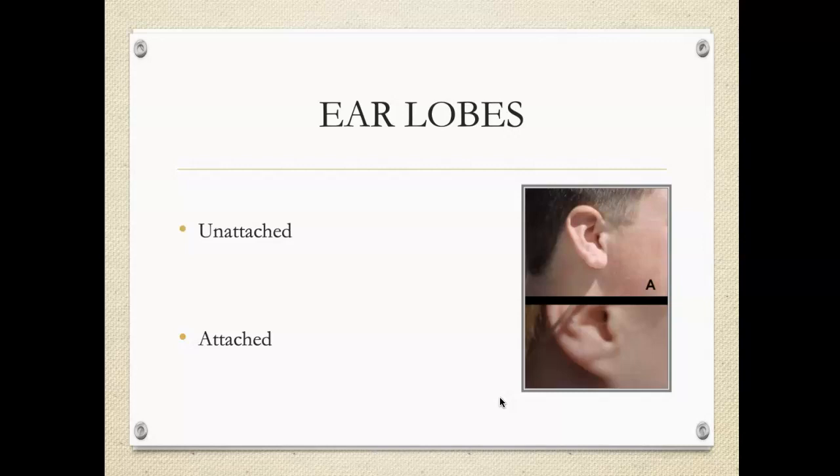Here is a photo of an attached earlobe versus an unattached. So you can see this lobe is attached, this lobe is unattached, and usually that's a genetic thing. It's a trait that usually gets passed down from one of your parents.